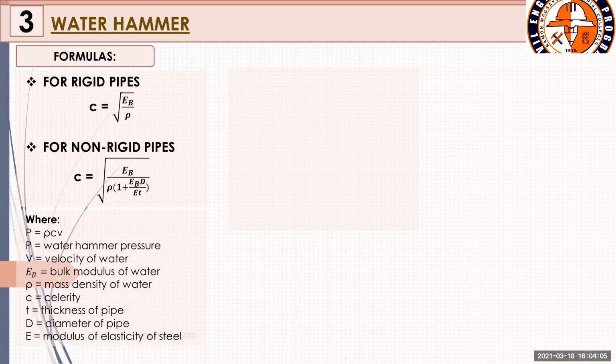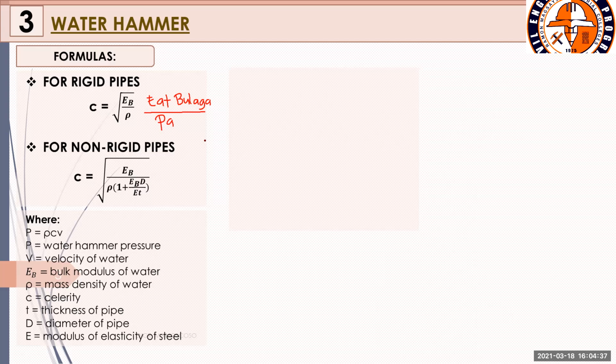Yung C, yan yung tinatawag natin na celerity, or that would be the velocity of sound. The thickness of the pipe, the diameter of the pipe, and the modulus. So ako, nung nag-board exam kami, memorize ko tong formula na ito. Like for this one, memorize ko dito is "It Bulaga pa." Kasi basta ako, mas madali mo talagang memorize yung isang formula kapag meron kang mnemonics.